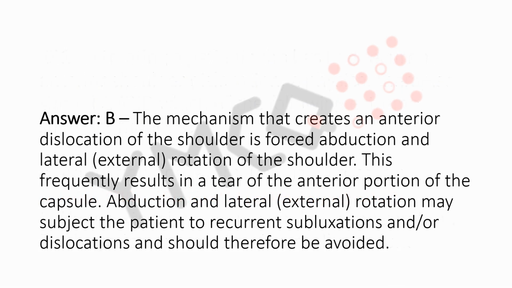Explanation for this question is, the mechanism that creates an anterior dislocation of the shoulder is forced abduction and lateral external rotation of the shoulder. This frequently results in a tear of the anterior portion of the capsule. Abduction and lateral external rotation may subject the patient to recurrent subluxations and/or dislocations and should therefore be avoided.